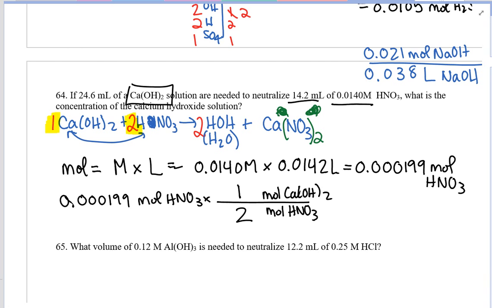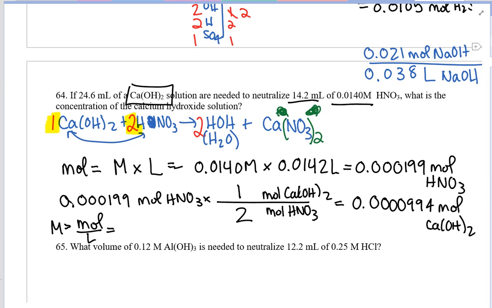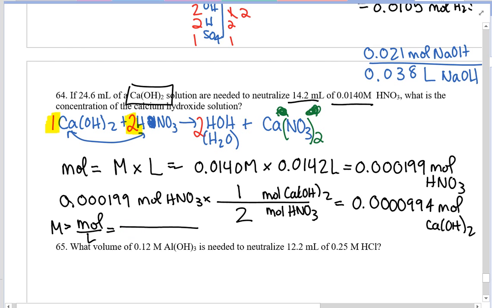Okay, so let's go back down here. So I've got basically half as much calcium hydroxide, so that's 0.0000994 moles of calcium hydroxide. And then my last step is I'm going to use my molarity equation again, which again, you don't have to memorize this equation. It's on your formula sheet. Make sure you're looking at the formula sheet so you are familiar with everything that is on there, so you know what you're given and what you need to memorize. You don't need to memorize really much of anything.